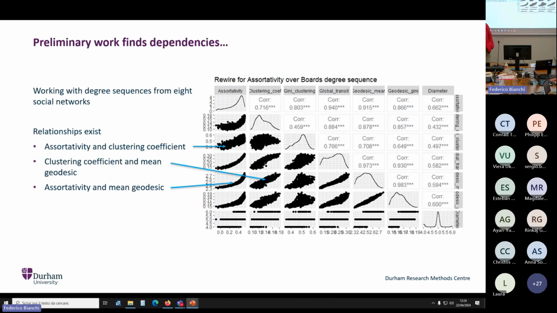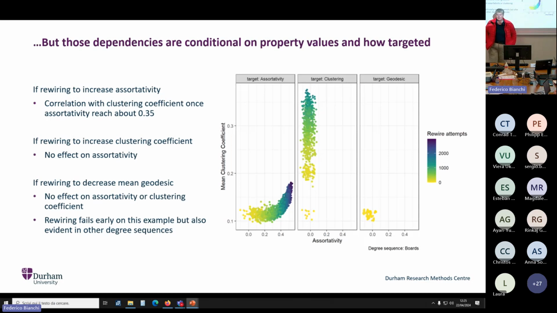So we are doing something similar where we're doing some rewiring. And we're also finding that assortativity and clustering coefficient are related. This is just one particular social network, which is about co-membership of boards. Geodesic gets in there as well, but it's not a really general principle. So that relationship is conditional on where you are in the property space.